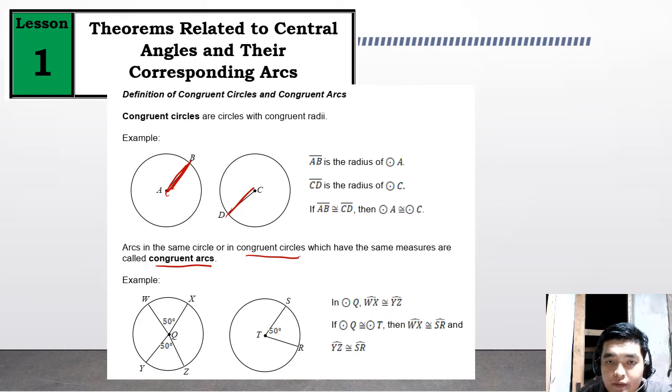For example, we have in circle Q, arcs WX and YZ. If circle Q is congruent to circle T, then WX and SR are congruent. If the two circles are congruent, it follows that the arcs are also congruent.